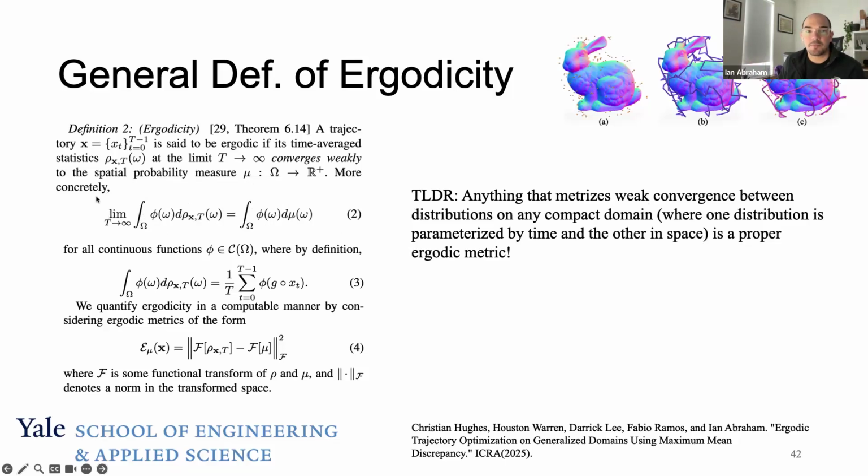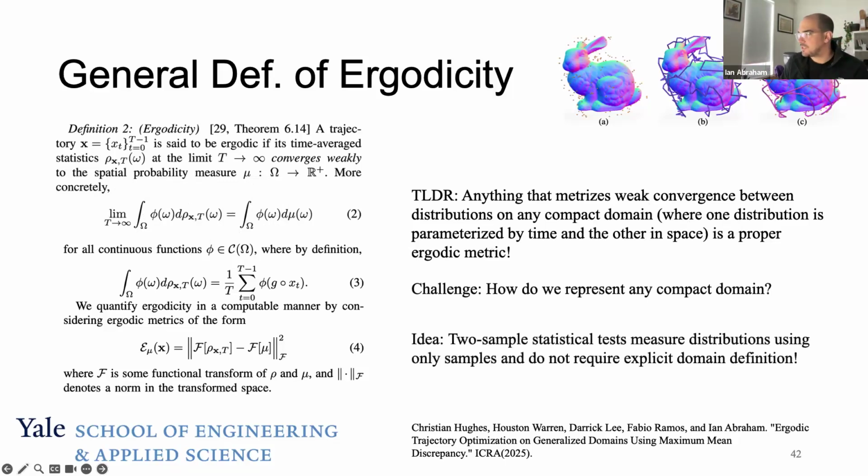So anything that can write a metric on this over any compact domain, where one of the distributions is a parameterization of time and the other is in space, is in fact a proper ergodic metric. The challenge we had was, how do we represent any compact domain? One of the ideas we had was using what's called a two-sample statistical test as a way to measure distributions. That does not require any explicit domain definition. The other approach would be to solve the ergodic metric over some, say, mesh, compute basis functions on that mesh, and then solve the ergodic metric that way, which can be a bit computationally expensive. We want to know, can we avoid that?